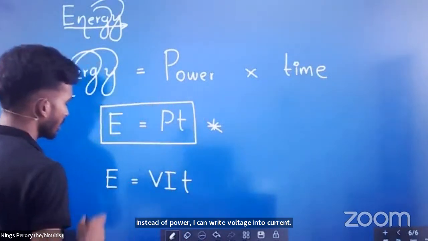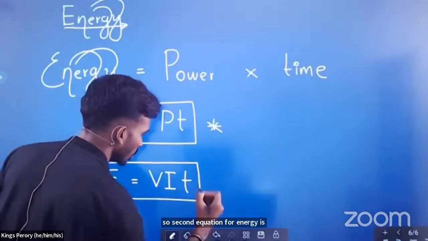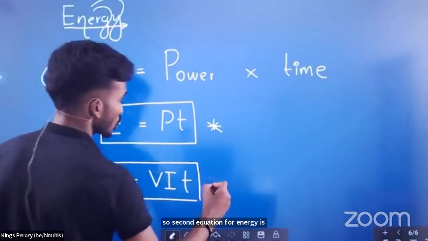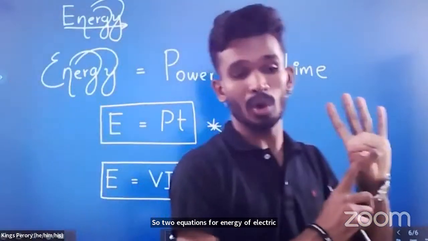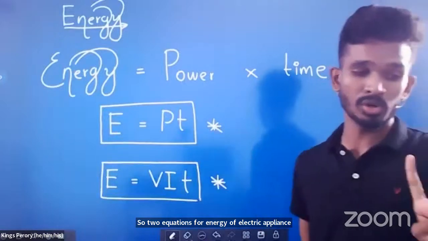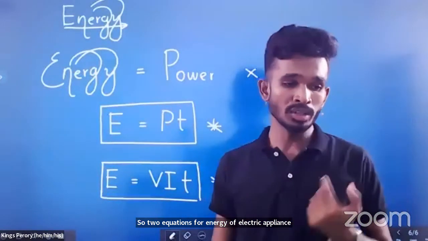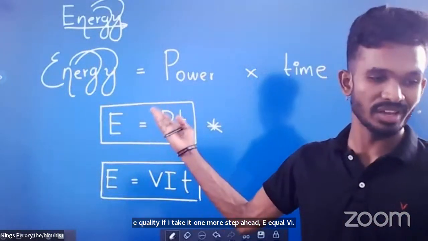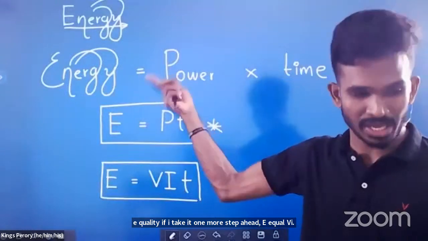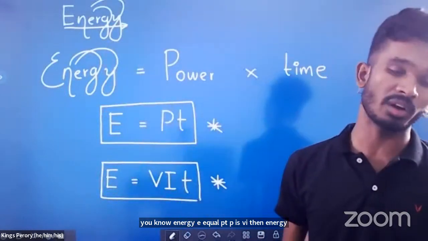So the second equation for energy is E equals VIT. So two equations for energy of an electric appliance: E equals PT, and if I take it one more step ahead, E equals VIT. Both correct? Yes, both are correct. Energy E equals PT, P is VI, then energy equals VIT. Two equations for the same physical quantity.